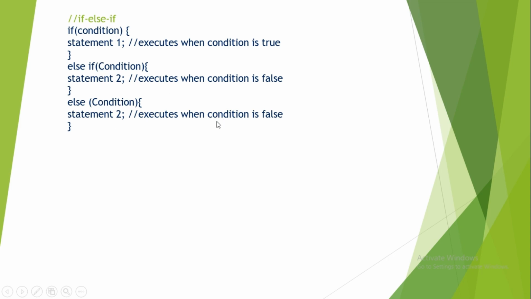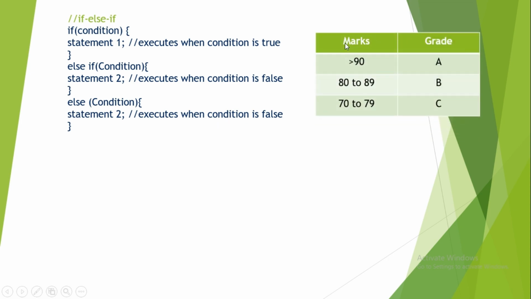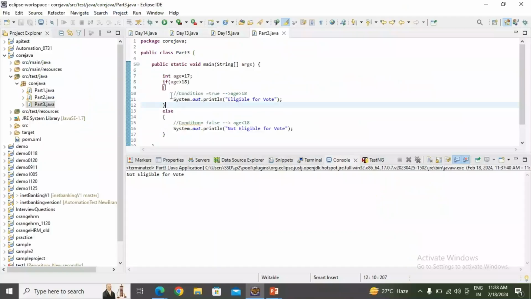For this, I'll take one example with marks and grade. If marks is greater than 90, then grade will be A. If marks is greater than 80, then grade will be B. If marks are 70 to 79, then grade will be C. We will take this example and check whether if else if is working or not, with a practical demo.